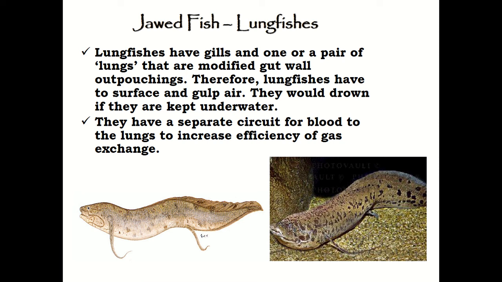Last but not least are the lungfishes. Lungfishes have gills and one or a pair of lungs that are modified gut wall outpouchings. Therefore, lungfishes need to go to the surface and gulp air. They would drown if they stayed underwater for a very long time. They also have a separate blood circuit to the lung to increase the efficiency of gas exchange.